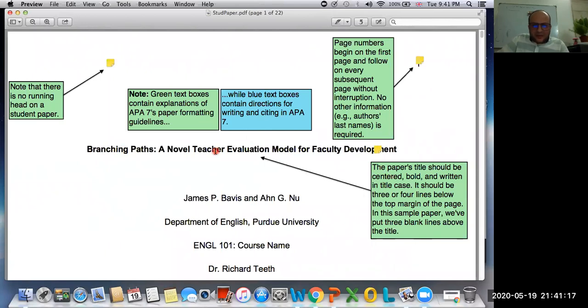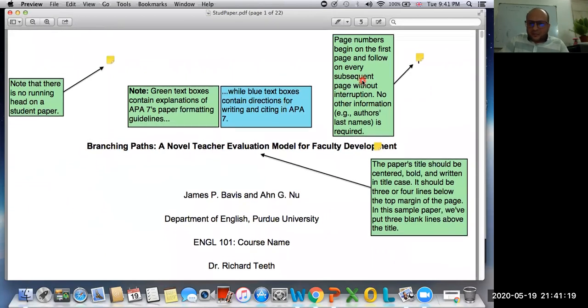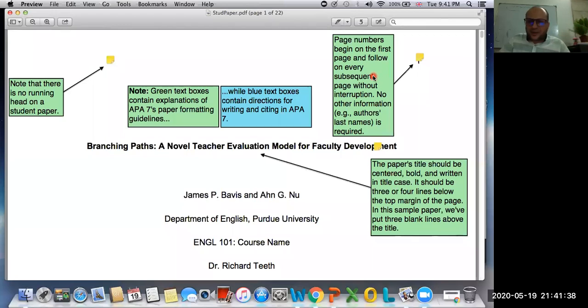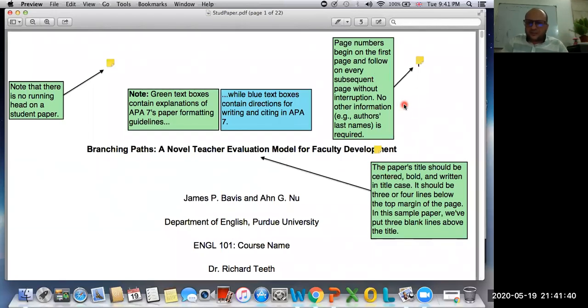Okay. And later, one of the significant things is that it should include the page numbers. Page numbers should begin on the first page and follow on every subsequent page without interruption. So you should just give page number 1, as you can see here, and this will generate automatically for the subsequent pages without any interruption. So please do not include any other information like the author's last name and so on and so forth.